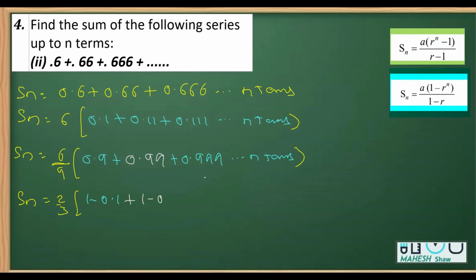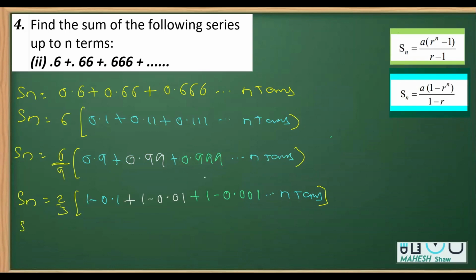1 minus 0.1, right? This is 0.1 and this will be 0.01. Same way, I can write this 0.999 as 1 minus 0.001 and so on, and that is up to n terms.